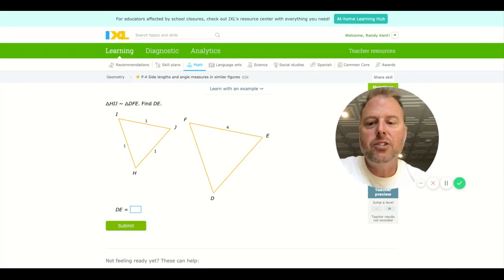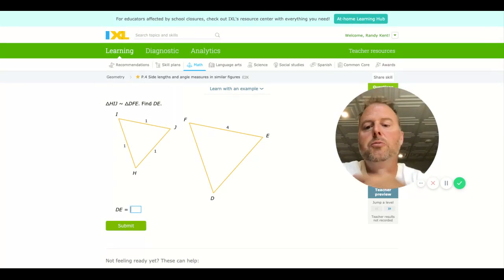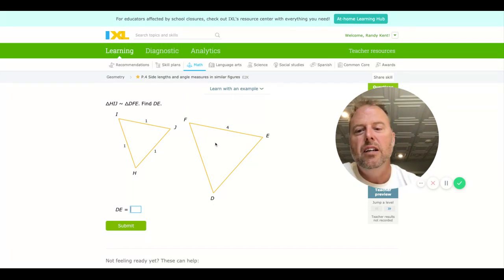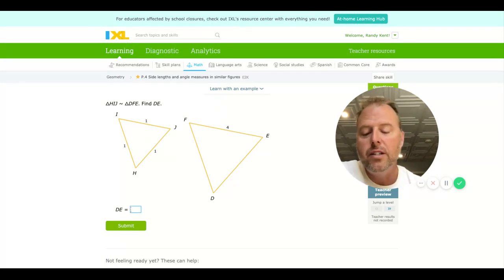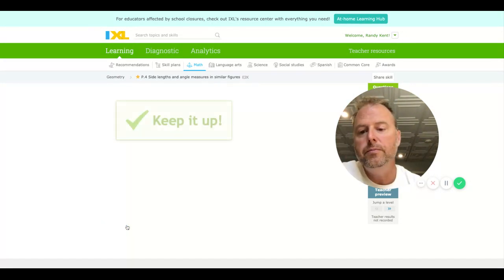So looking at the practice, these two triangles are, again, similar to each other, which means the sides are going to be in proportion. So if I look at it, IJ to FE, I go from 1 to 4. So I had to multiply by 4. So it must have a similarity ratio of 4. So what is DE, they're asking me? Well, if JH is 1, I multiply by 4 to get to DE. So 1 times 4 is going to be 4.